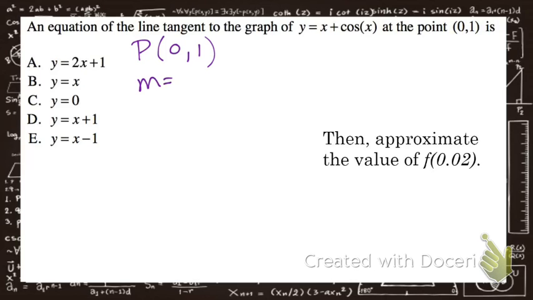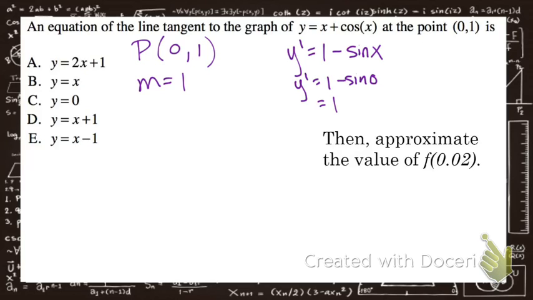Not yet. How do we find the slope of a tangent line? The derivative. What is the derivative of this? 1 minus sine. Good. 1 minus sine of x. In order to evaluate the slope of the tangent line at the point we want, we should be plugging in 0. So that would be y prime equals 1 minus sine of 0. Class, what's 1 minus sine of 0? 1. Because sine of 0 is 0. So our slope is 1.